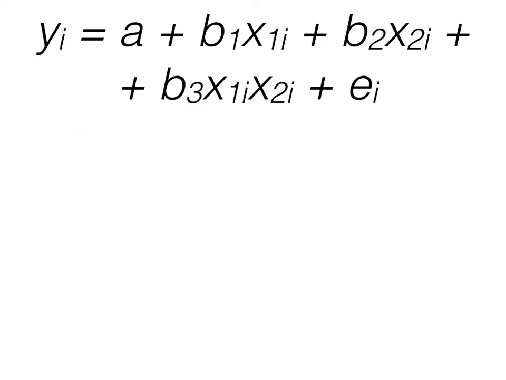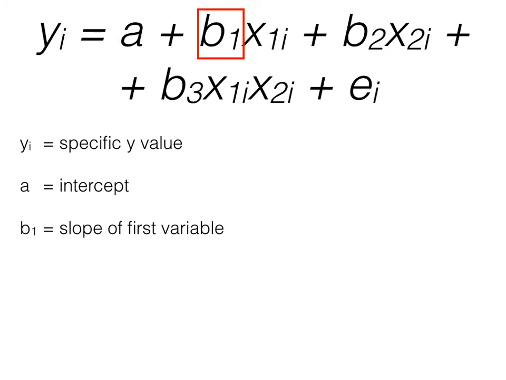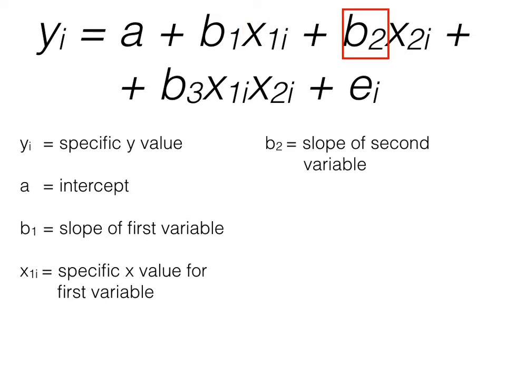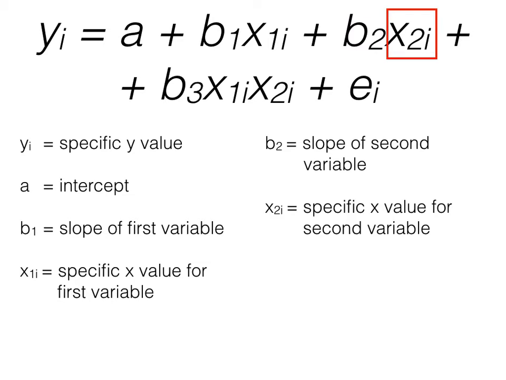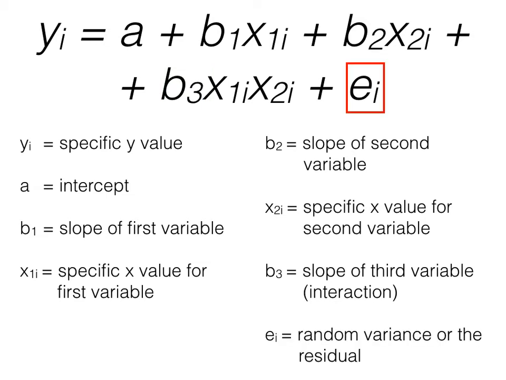Okay, let's break down each part of our equation. yi is our specific y value, a is our intercept, b1 is the slope of our first variable, x1i is the specific x value of our first variable, b2 is the slope of our second variable, x2i is the specific x value of our second variable, b3 is the slope of our third variable, but instead of variable, we really mean the slope of our interaction, and finally, ei is our random variance.